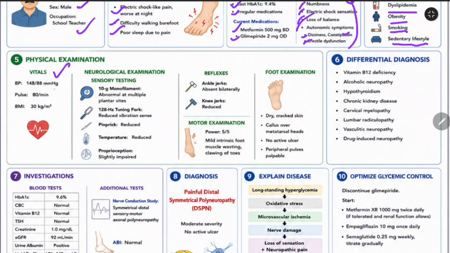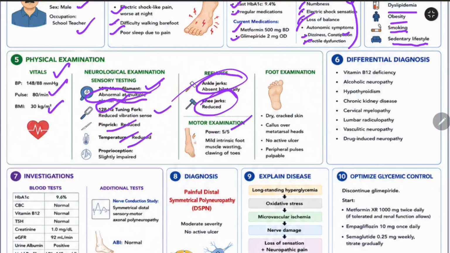Vitals: you see BP is not controlled, pulse is okay, BMI is high, his weight is more. The 10 gram monofilament test we have done is abnormal at multiple sites. With the 128 hertz tuning fork, vibration sensation is reduced, pinprick is reduced, temperature is reduced, proprioception is slightly impaired. Ankle jerks absent bilaterally, very important. Knee jerks are reduced, power is good, there is no motor involvement.